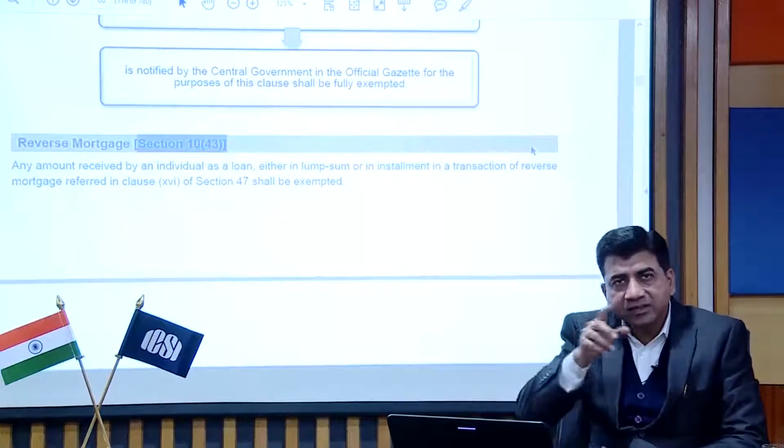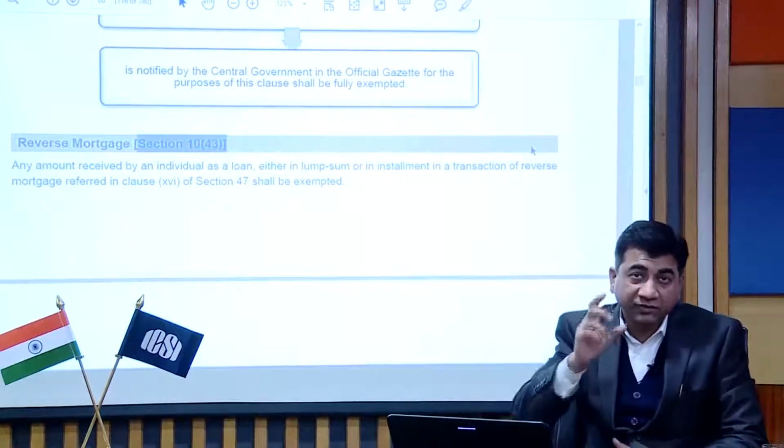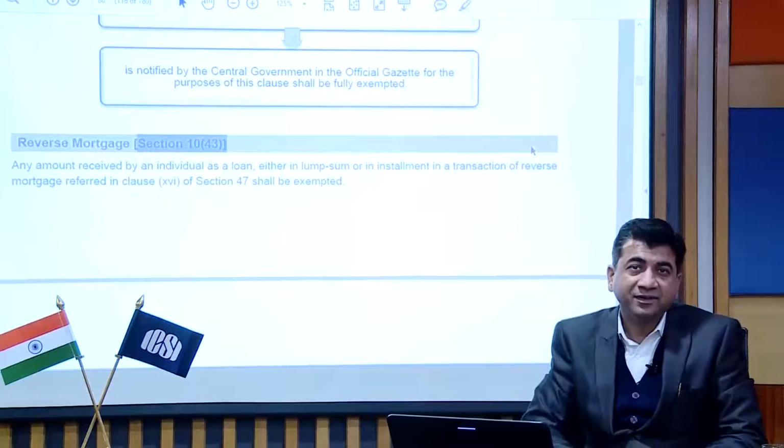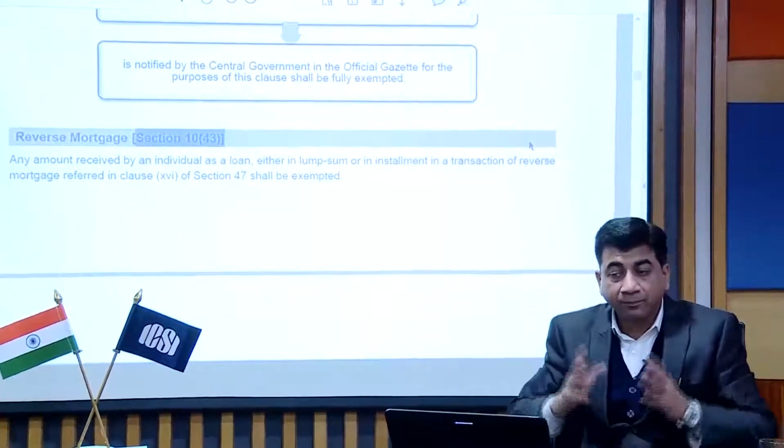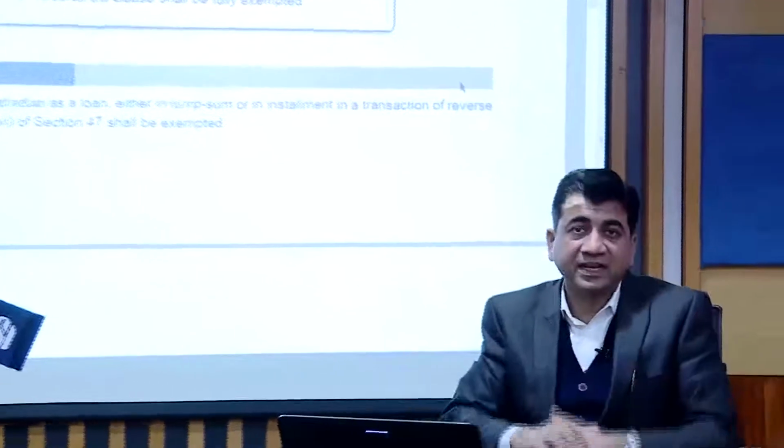Now, here there is an important scheme that's called reverse mortgage scheme. He can go to the bank. He wants money. The property in which he's living is of 50 lakhs. He'll say to the bank, "I don't want 50 lakhs. You pay me 20,000 per month." Bank will start paying 20,000 per month, but put the house as mortgage with the bank.